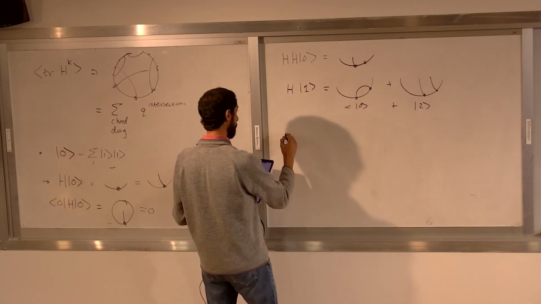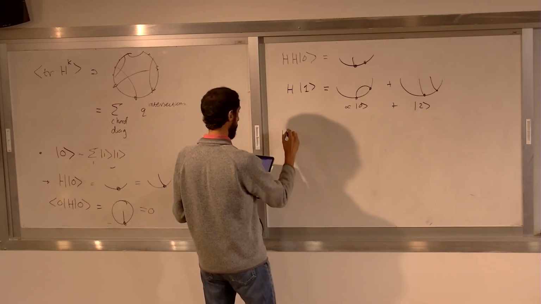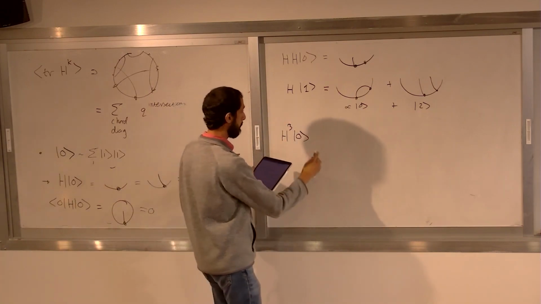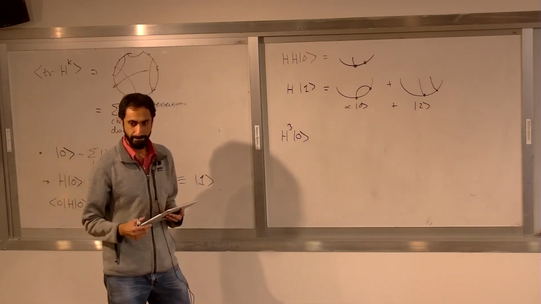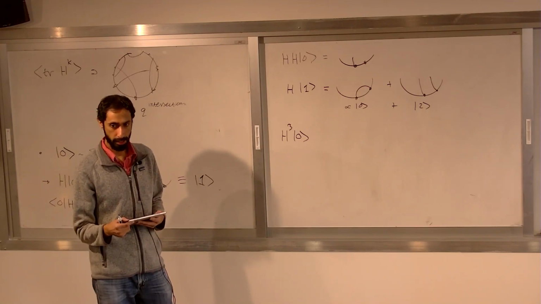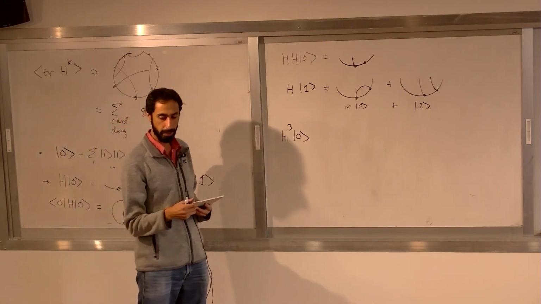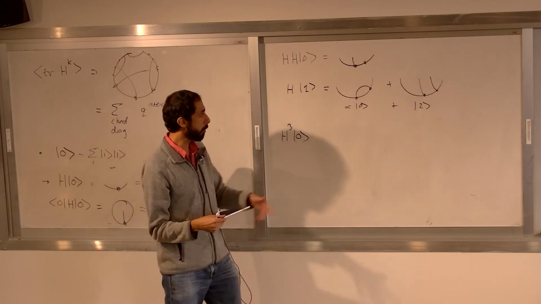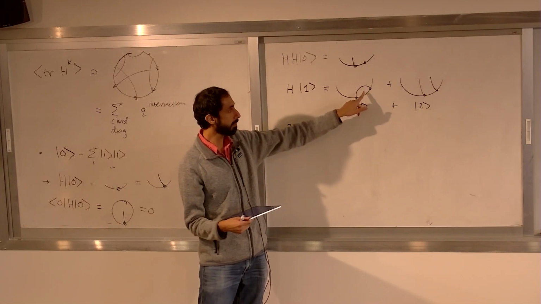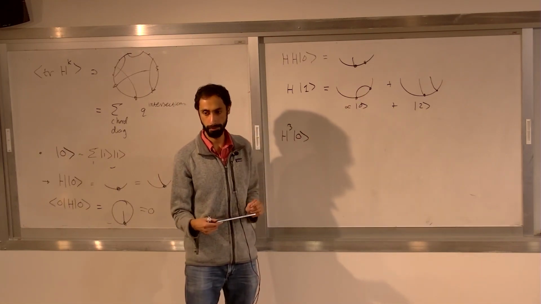Let's do one more example, h to the 3 on 0. So this is an effective definition of the 2 state. Would you have to know the coefficient? Yes, I'll come back to that. Let's say for now that we've normalized chords to give you 1.